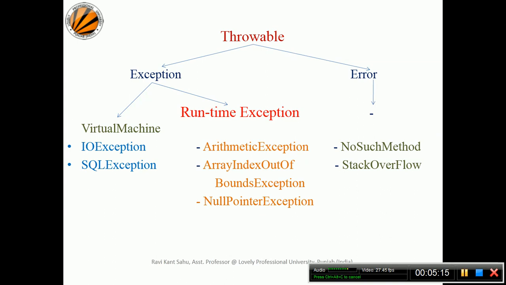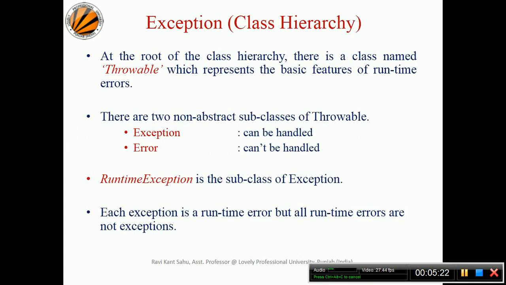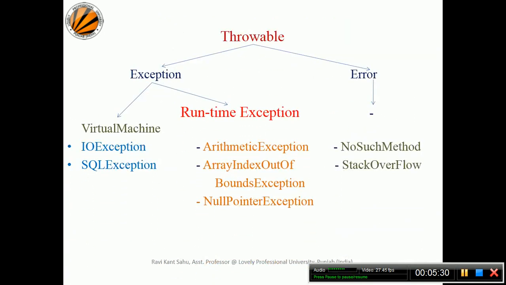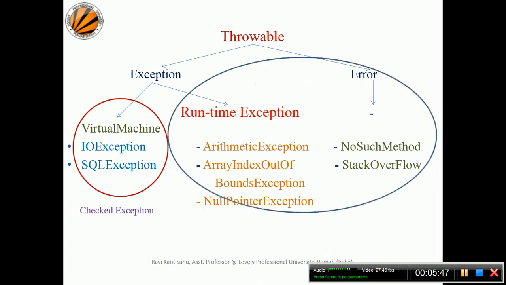We have Throwable as a class. Then, as you can see here, we have two non-abstract subclasses of Throwable, Exception and Error. Exception further has two parts: one is called checked and one is called unchecked exceptions. The checked exceptions are things like IO and SQL exceptions. Then we have RuntimeException and Error, which are unchecked exceptions.